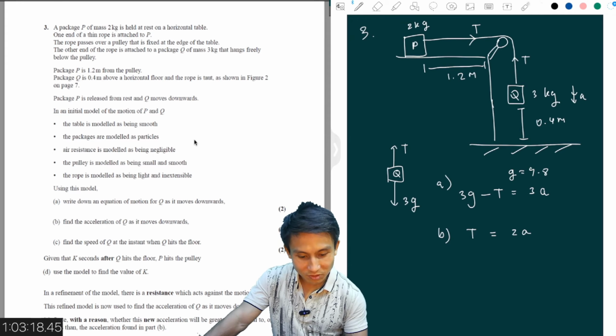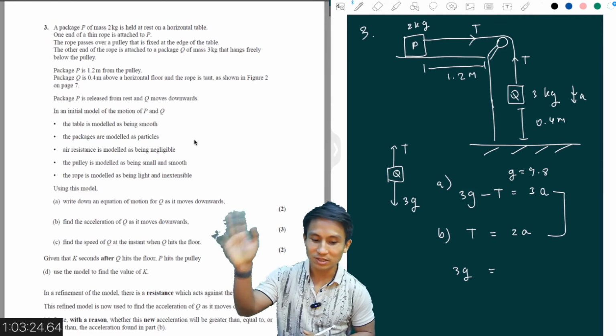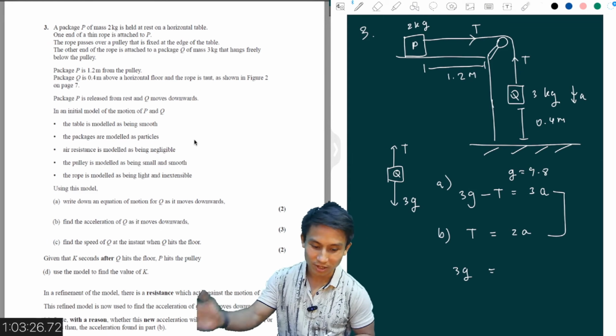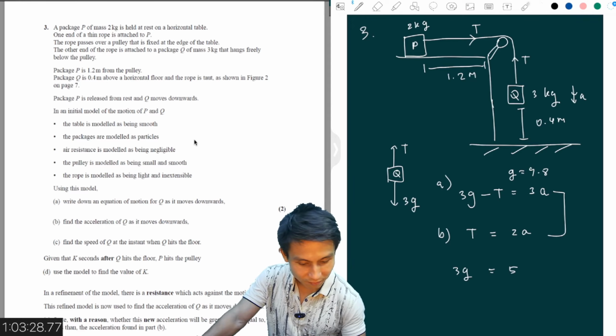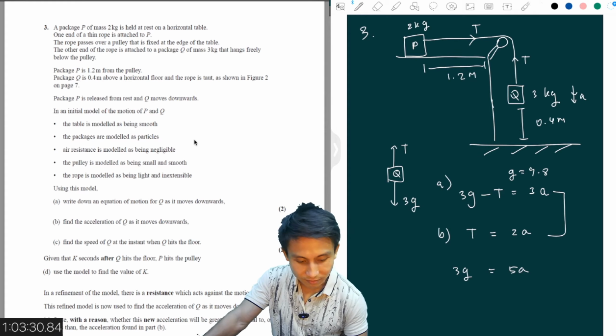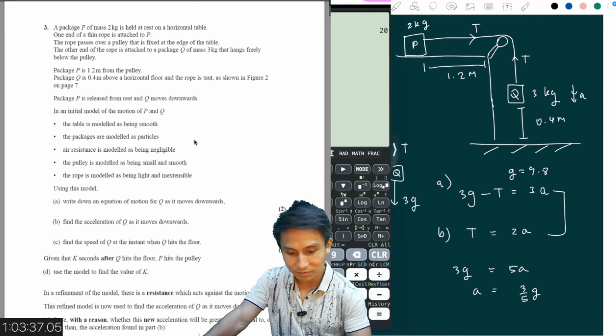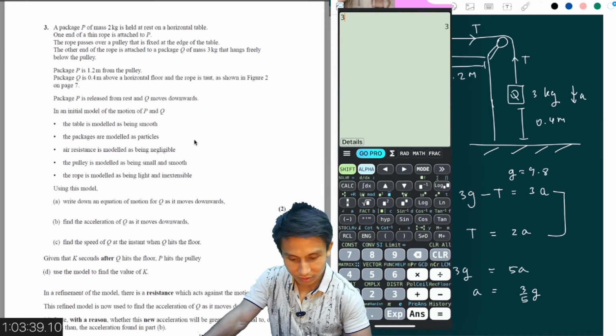So if we add up the two equations, we get 3g minus T plus T, T goes away. And then we have 5a on the right here. So a will be 3 over 5 g. Well, let's make that a decimal. 3 over 5 times 9.8.